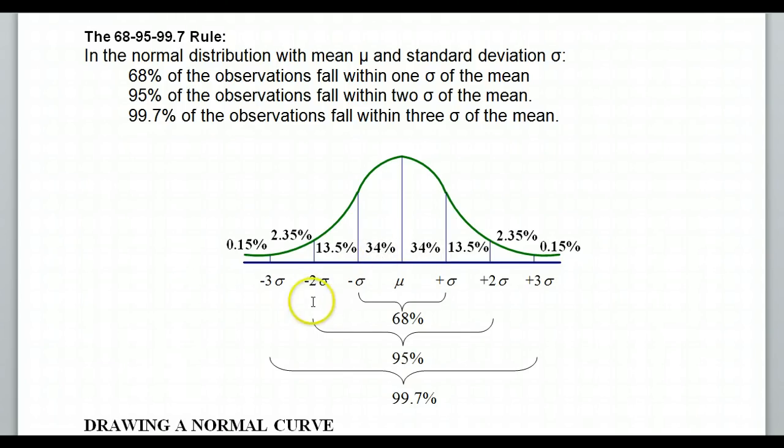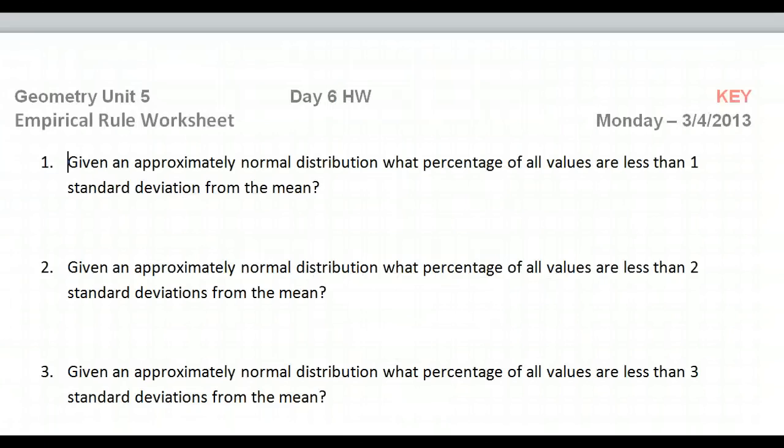If we go 2 standard deviations in both directions, now we've just included 95% of the data. It falls between this mark and this mark. If we go all the way out to 3 standard deviations from the mean, within there we've got 99.7% of the data. And that is called the empirical rule. That's what this lesson is about.